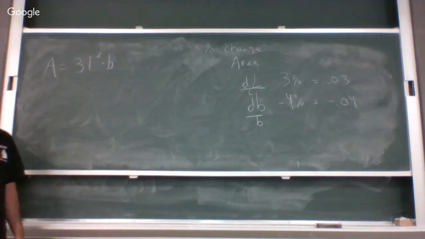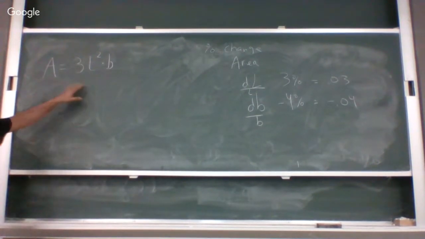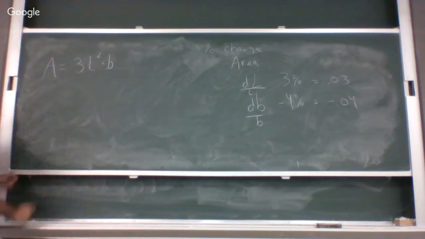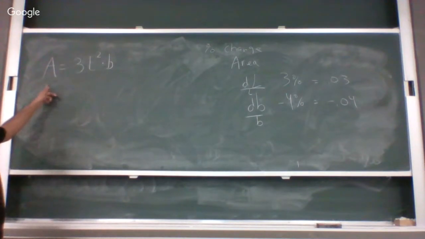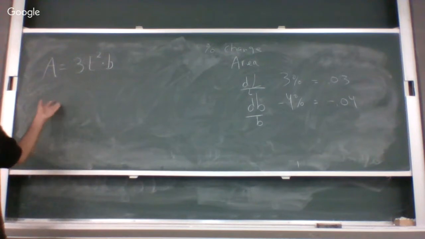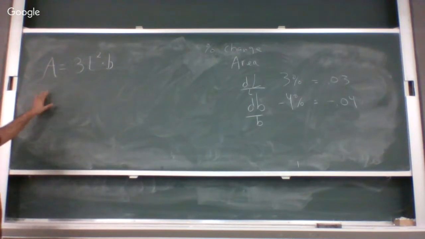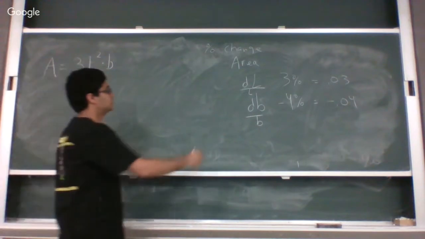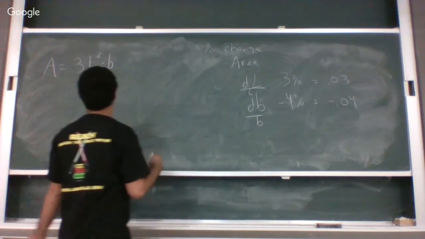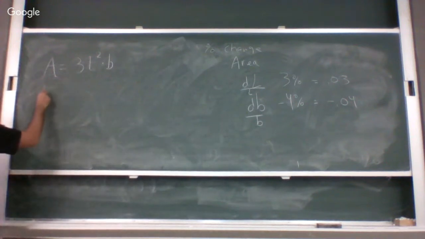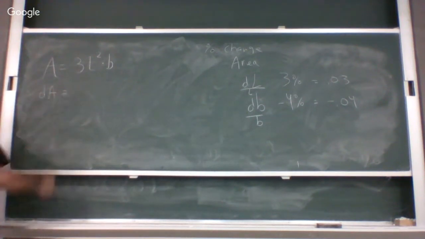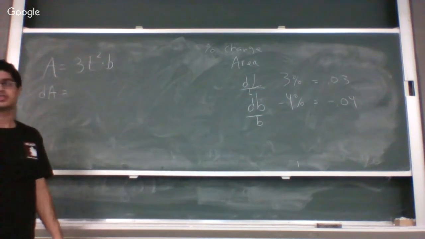So I have no idea what this is. It may not even be an area. I could just be using the A as a variable, but we're trying to find the percent change of A, which could be area. So we do dA, and what is dA?